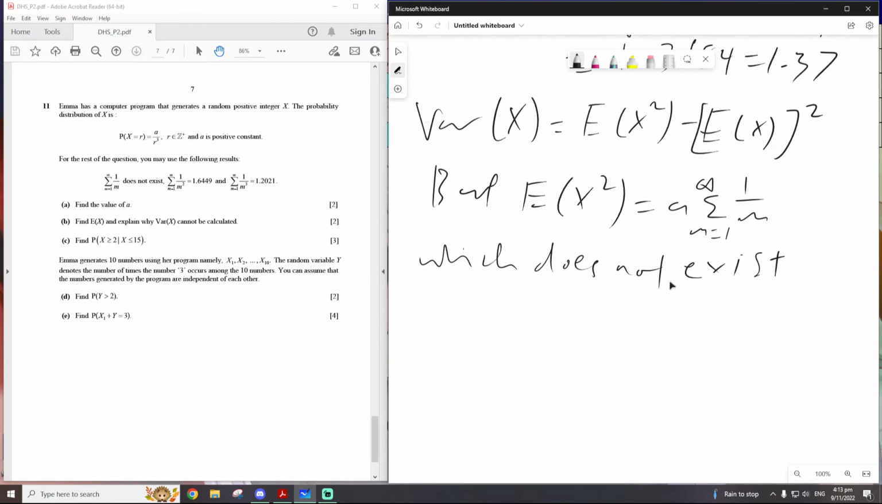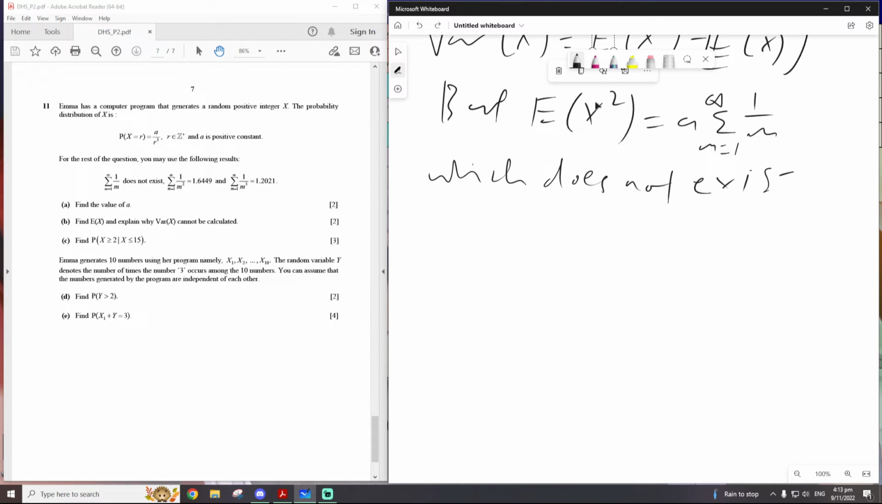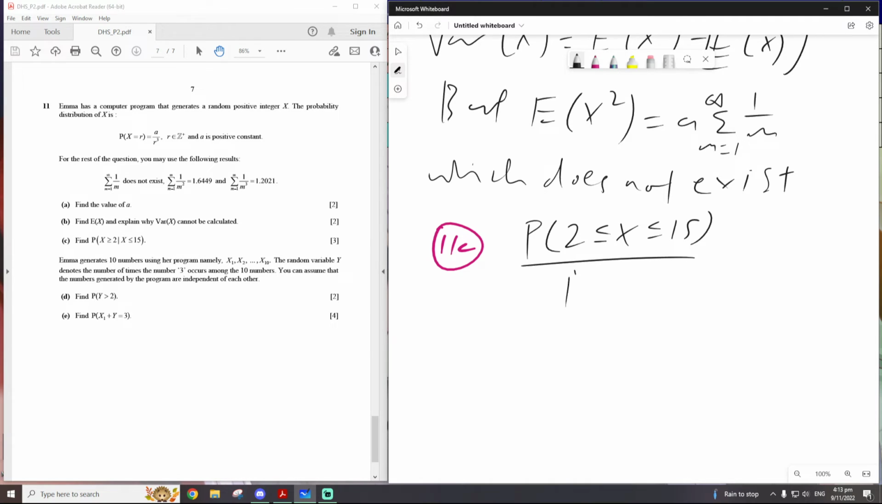Find the probability x greater than or equals to 2 given that x is less than or equals to 15. Okay, there's actually two ways to do this, but the way that I used was probability 2 less than or equals to x less than or equals to 15 divide by probability of x less than or equals to 15. Because if you're given that it's less than or equals to 15, find the probability that it is greater than or equals to 2. You just need to consider every value from 2 to 15.